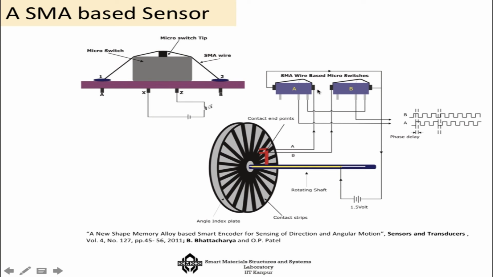So by measuring these 2 counter outputs, you will be able to find out how much rotation is happening on this particular drum. Thus you can actually make a nice, very robust sensor out of it. The details of it are again available in one of our papers in Sensors and Transducers.